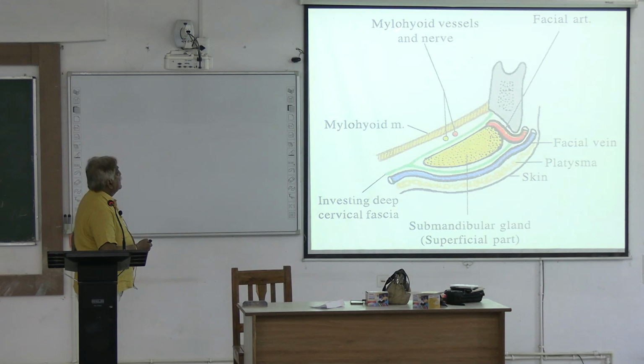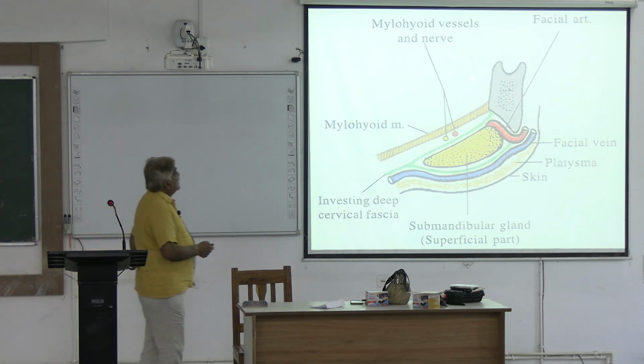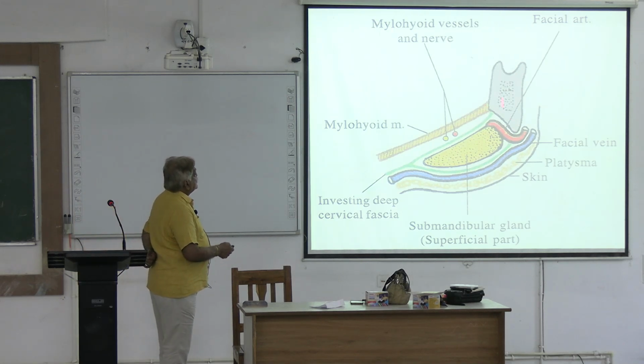Now see, this is the portion of the mandible. These are the mylohyoid vessels and nerve, the mylohyoid muscles, and this is the investing deep cervical fascia. The fascia encircles the superficial part of the submandibular gland. Now this is the facial artery. This is the facial vein, this is the platysma muscle, and this is the skin.